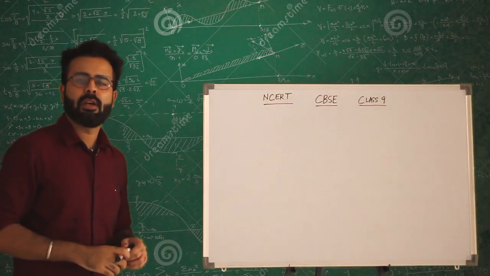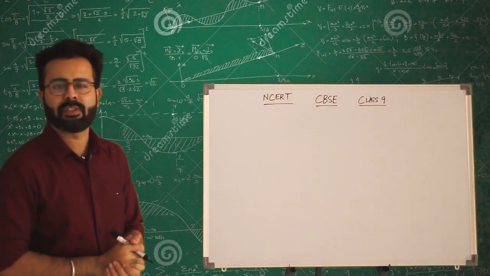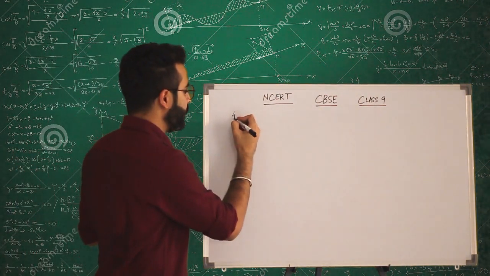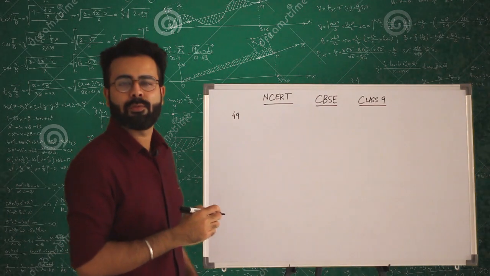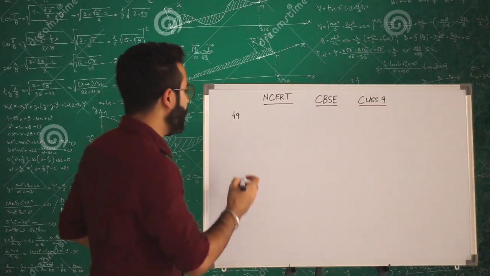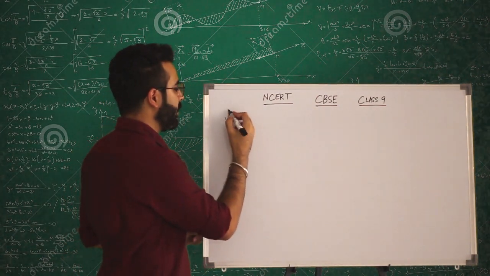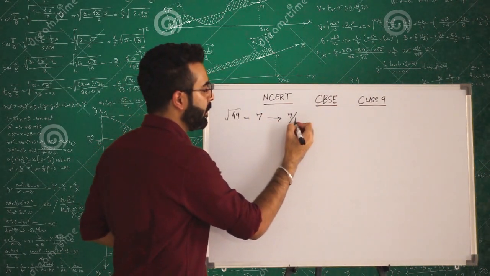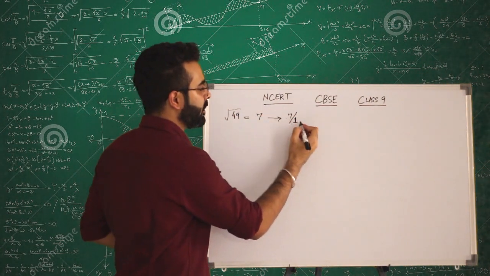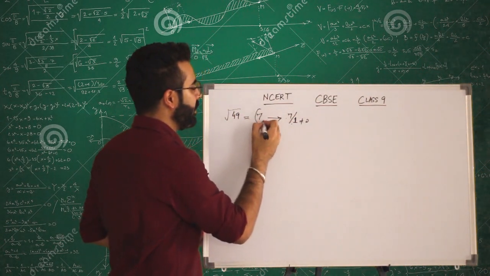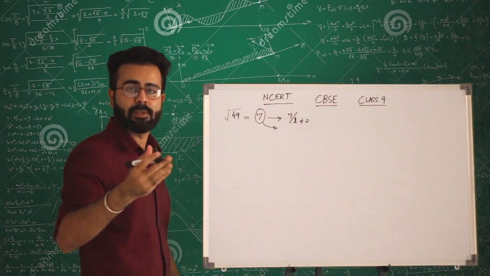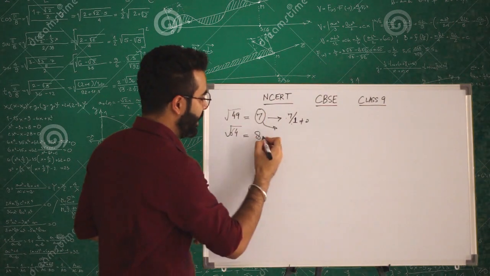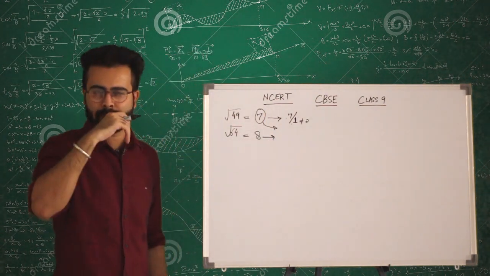Now let's take a few questions from the exercises. The first question is, are square roots of all positive integers irrational? Which is false. For example, let's take 49. 49 is a positive integer and the square root is 7. And we know 7 can be represented in the form 7 by 1, where 7 and 1 both are integers and 1 is not 0. So 7 is a rational number. That is why the statement is false. Or for example, square root of 64 will be 8. 8 is a rational number. So this statement is false.